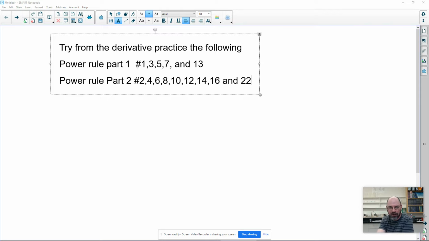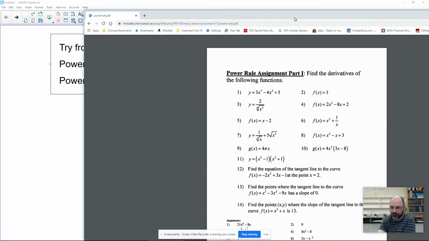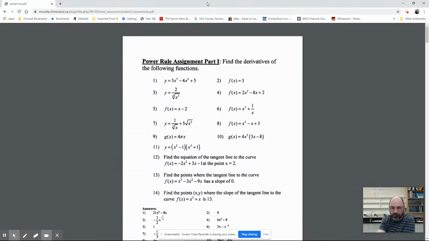So in part one, do 1, 3, 5, and 7, and then 13. That's the 5 there. And then in part two, 2, 4, 6, 8, 10, 12, 14, and 16. So if you're looking at that, that's about 5, 8 there. And then 22, which is a little bit of it. So let's bring these over here. Okay, so just these 2, 4, 6, 8.